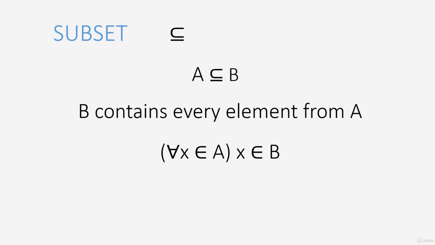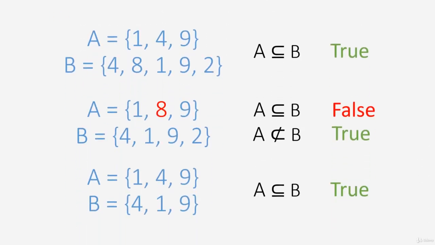So here are a few examples. The first one is correct because 1 is in set B, 4 is in set B, and 9 is in set B. So it is true. And it doesn't matter in what order they are. The important thing is that B contains every element from A. The second example is false because in A we have 8, but in B we do not have 8.